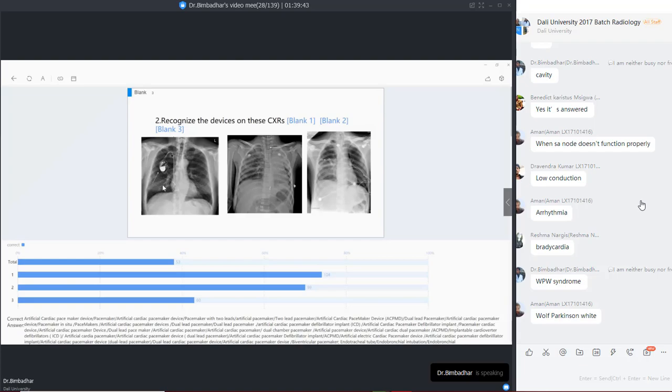If it might be happening because of the bundle branch blocks, we will be doing a technique called cardioversion. These devices are generally implanted inside the pectoralis major muscle, and they will do cardioversion along with defibrillation. Both techniques can be done, cardioversion and defibrillation. That's the reason they are called artificial cardiac pacemaker devices. The other name is implantable cardioverter defibrillator.